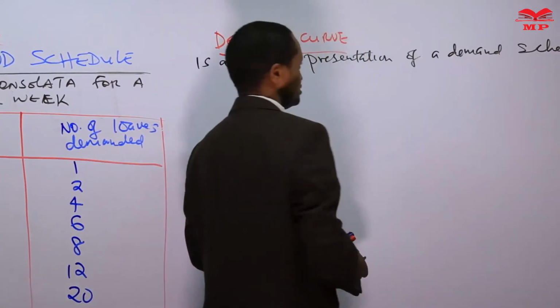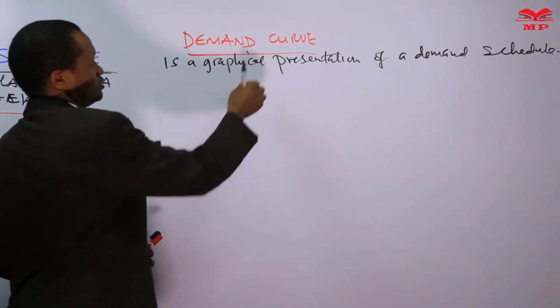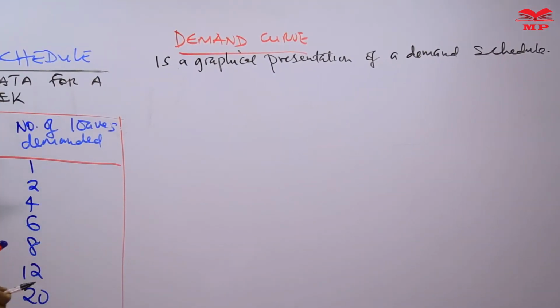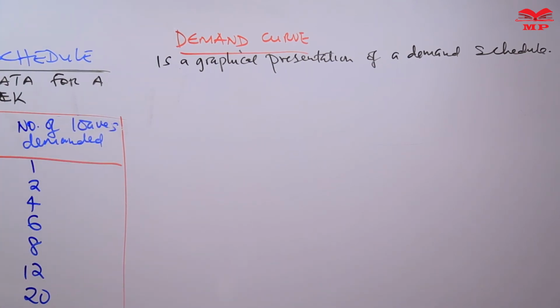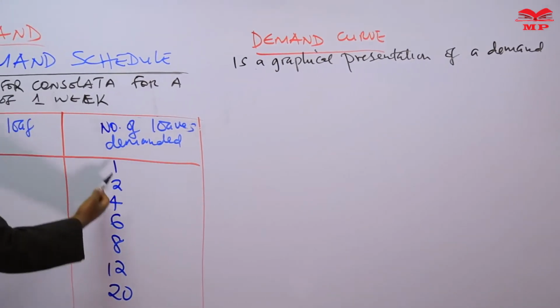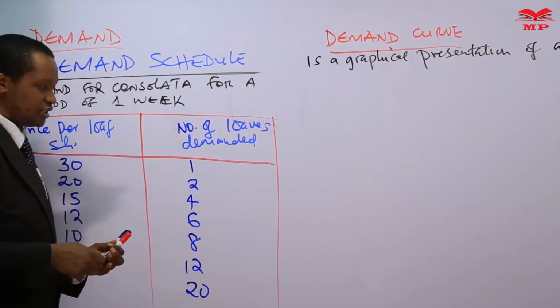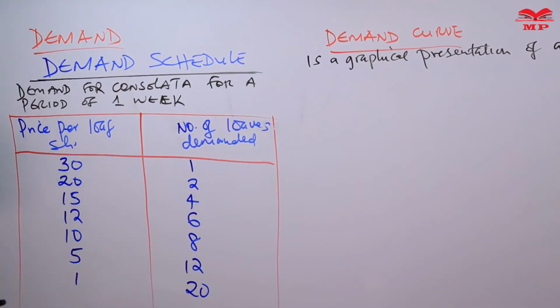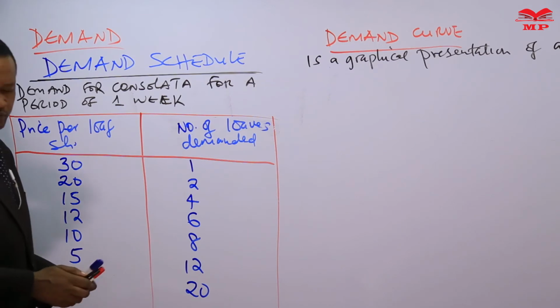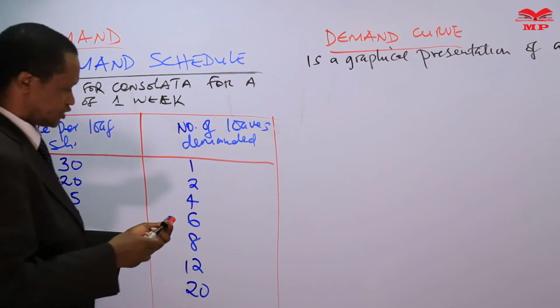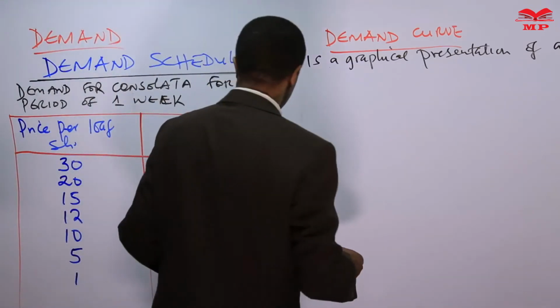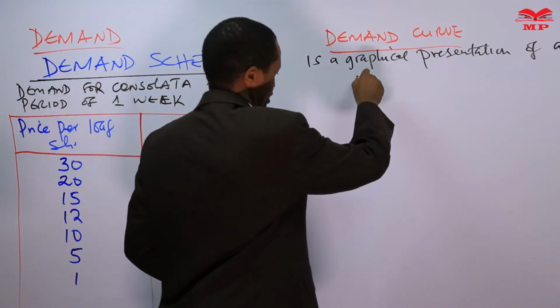By that we mean, if you are to draw a demand curve, it is just presenting the details of a demand schedule in a graph. So in this illustration, we are simply going to transfer the information in this table into a graph. That is what we are going to do. That will be our illustration.